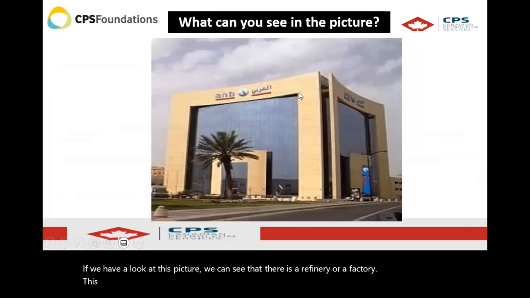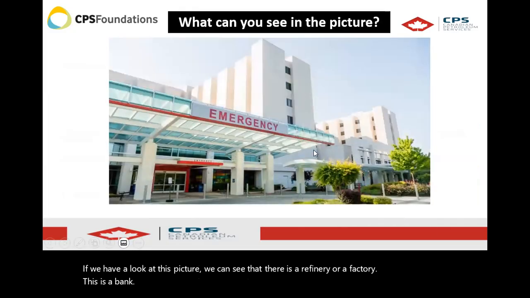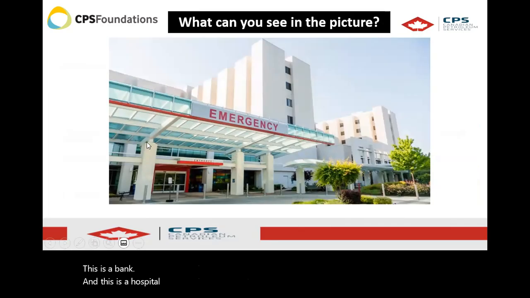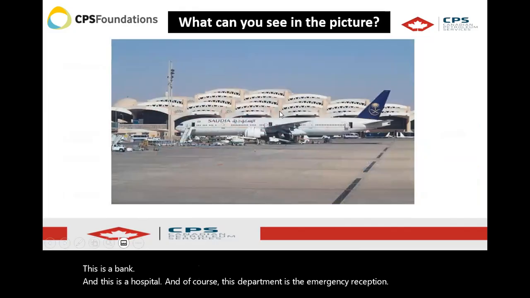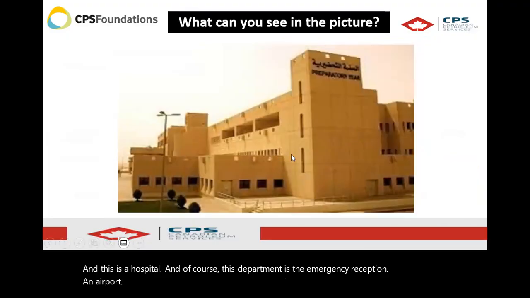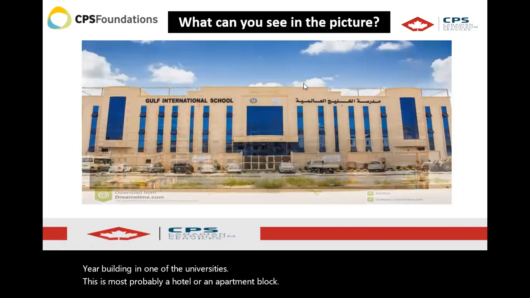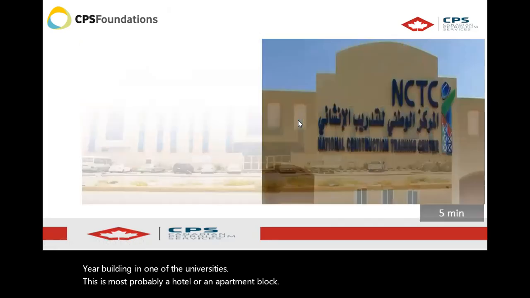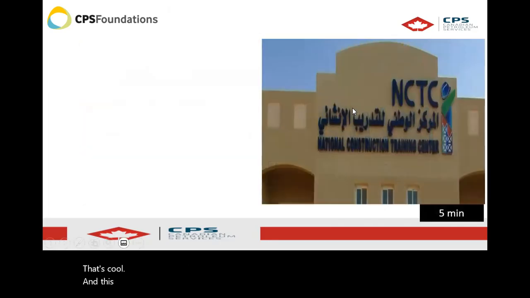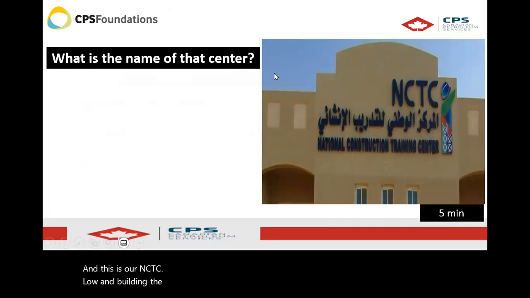This is a bank. And this is a hospital. And of course, this department is the emergency reception. An airport. This is a preparation year building in one of the universities. This is most probably a hotel or an apartment block. A school. And this is our NCTC logo and building, the National Construction Training Center.